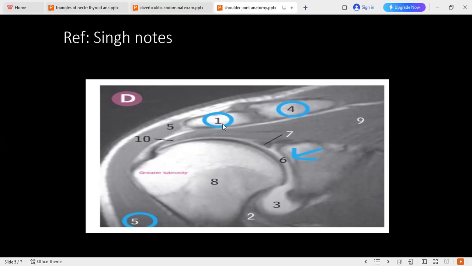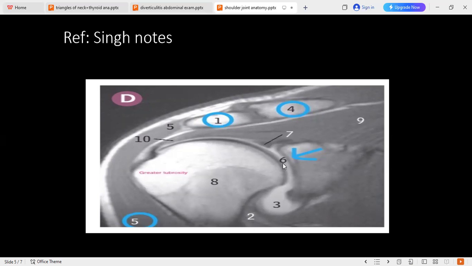One is the acromion process. Four is the clavicle. Five is the deltoid muscle. Six is the glenoid cavity. Seven is the glenoid labrum. Seven is labrum, six was correct, glenoid.